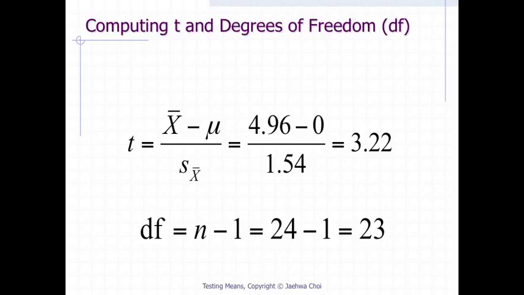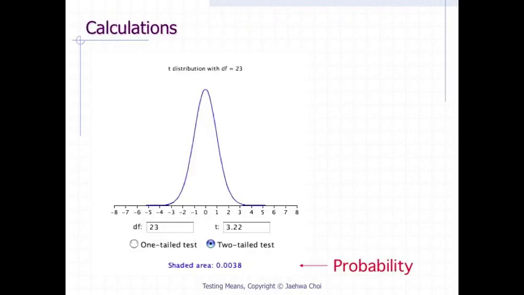Now that we know the degrees of freedom and the value of t, we can consult the t-distribution calculator or a t-table in a statistics textbook. As shown here in our two-tailed test, the probability of getting a t-value of less than negative 3.22 or greater than 3.22 is only 0.0038.